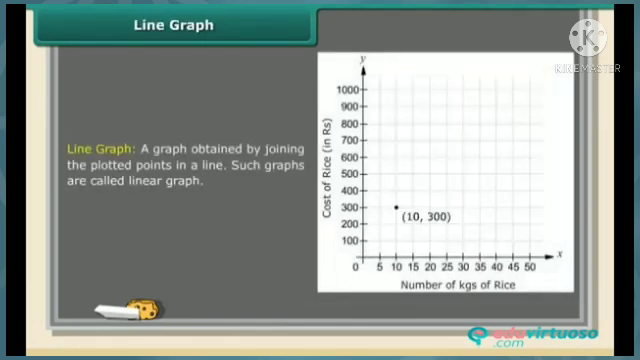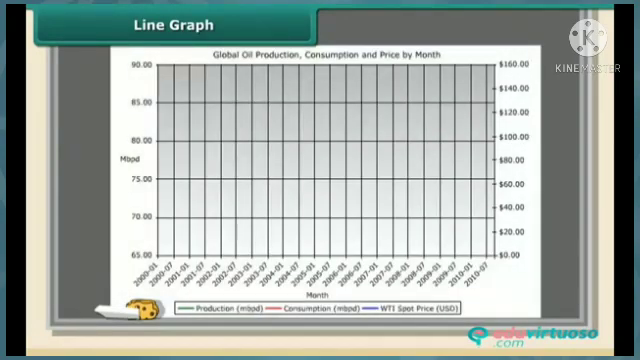Line graph. A graph obtained by joining the plotted points in a line. Such graphs are called linear graphs. Application problems.